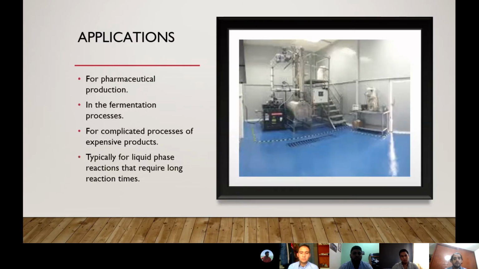The applications of a chemical reactor are for pharmaceutical production in the fermentation process, for complicated processes of expensive products, and typically for liquid phase reactors that require long reaction times.